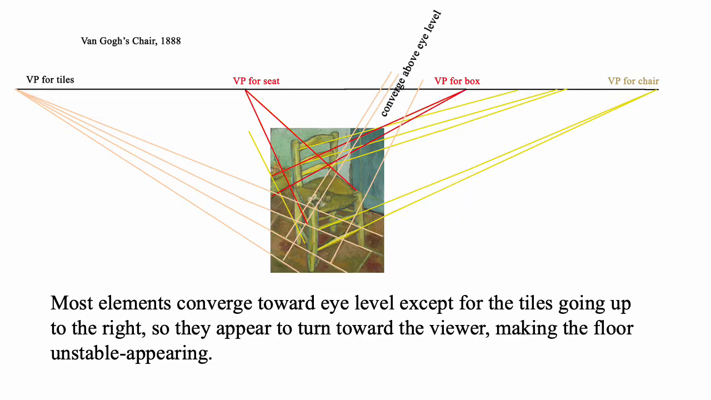When we follow the converging lines, we find that there are vanishing points on eye level for most of the elements in this picture. But notably, the ones that don't go to eye level are these tiles in front that converge way upward, making the front of this floor look like it's turning towards us. And he certainly did that on purpose.